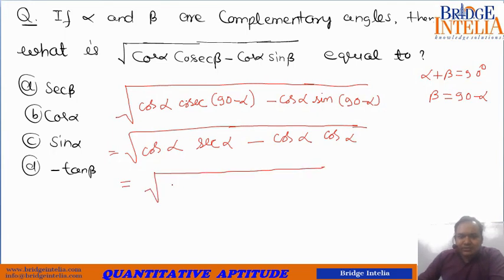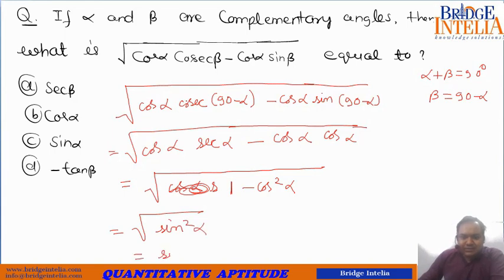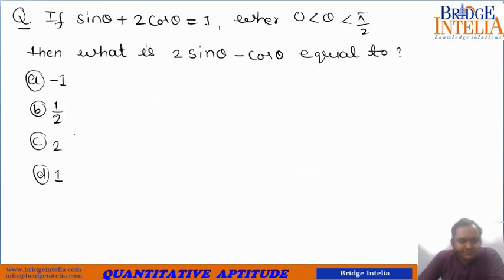So this comes out to be cos alpha. Cos alpha and sec alpha are what? They are reciprocals of each other, so they will cancel each other out. So this becomes 1 minus cos square alpha. So 1 minus cos square alpha is equal to sine square alpha. If you take its root, it will come out to be sine alpha. So this is the answer. So now let's move further.